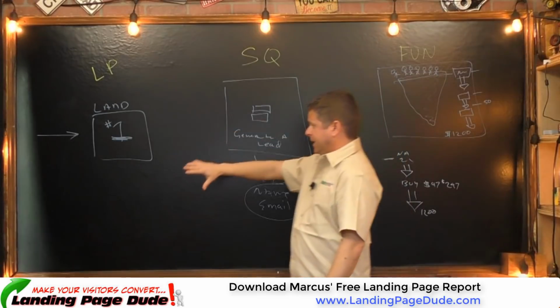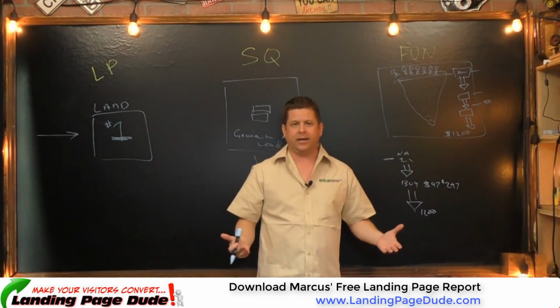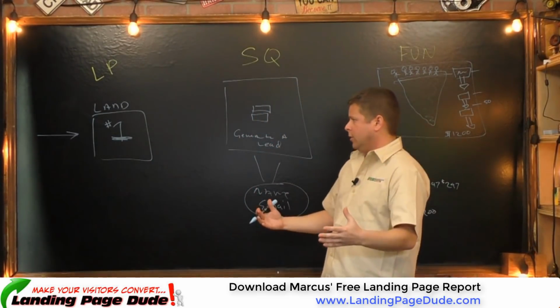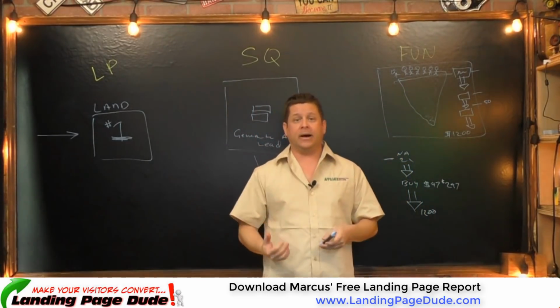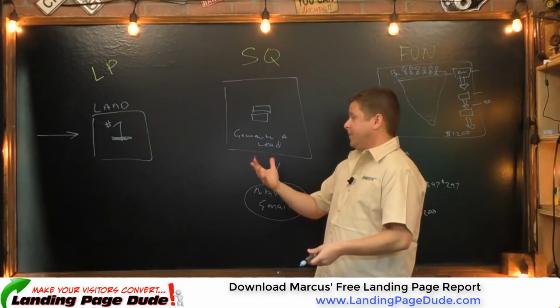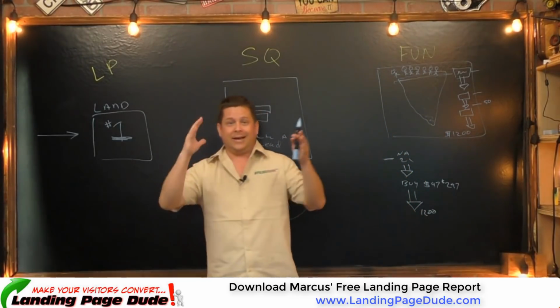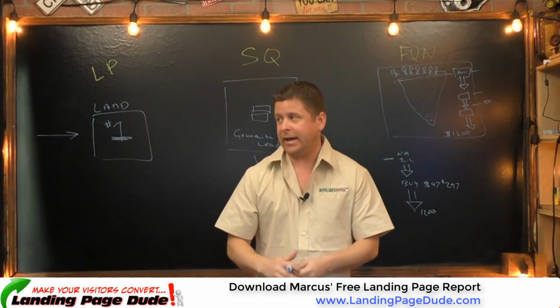So a landing page can be anything, right? It's just the page they land on. So the landing page for Google is google.com. You go to Google, that's their landing page. They have a search box because they want you to search. Landing page for YouTube. You go to YouTube, they've got the videos on the page. That's their landing page, okay?